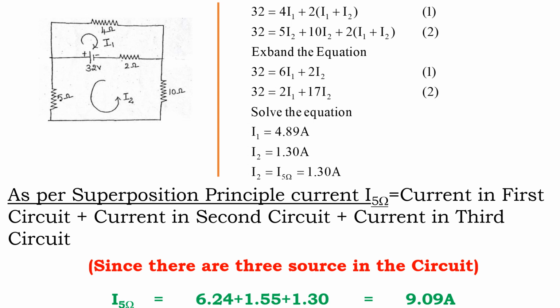Now we have all 3 currents. As per the superposition principle, we add the current in the first circuit, the current in the second circuit, and the current in the third circuit. Since there are 3 sources, we have 3 circuits: 6.24, 1.55, and 1.30. So this is the current by superposition. 9.09 amps is the current in the 5 ohm resistor.